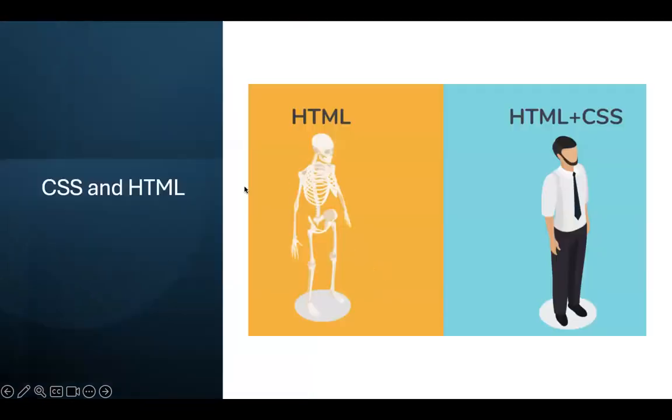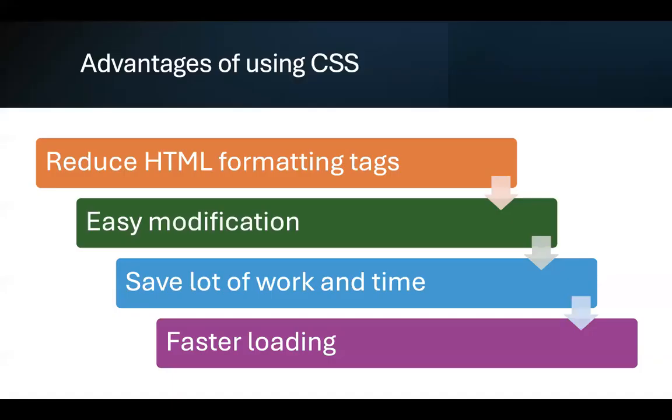Here you can see these two pictures. This will be the HTML in the web. Actually, the skeleton is the HTML, and once we add the CSS, we can get a perfect view. So for the HTML web page, we are going to add some styles, and those styles we call CSS, cascading style sheets.